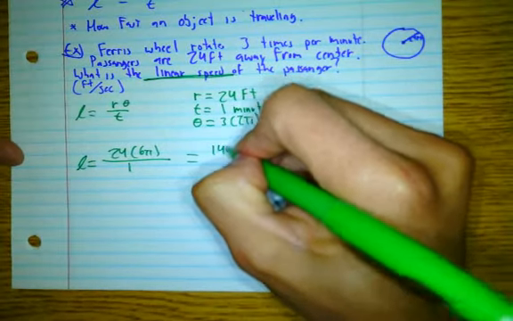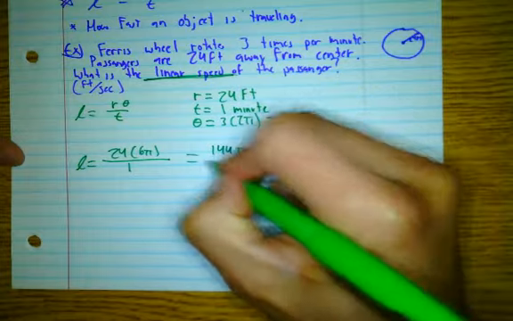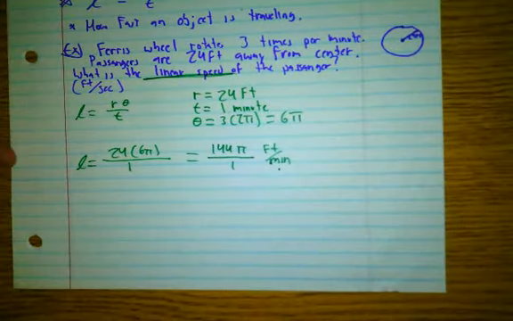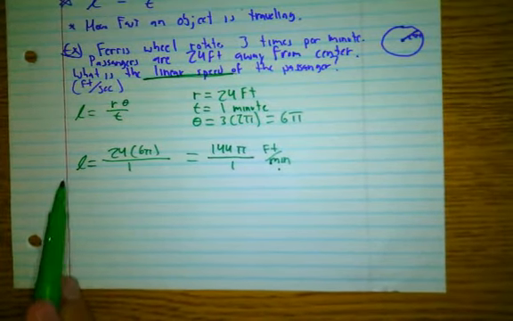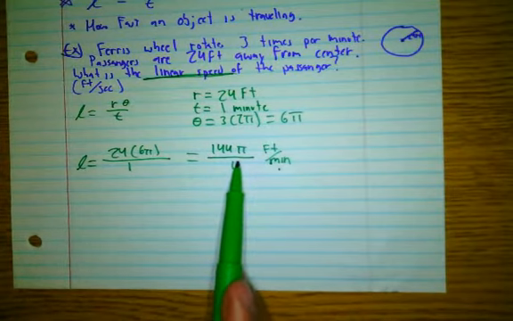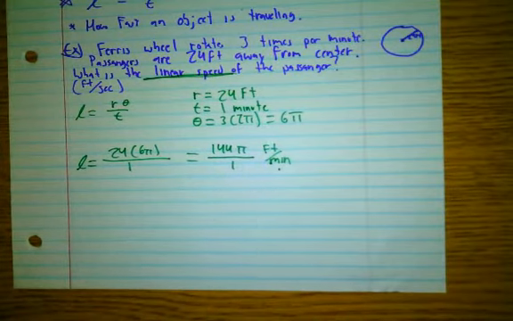144, and then we have the pi, right? 144 pi over 1. So that means that my linear speed is 144 pi feet per minute. Technically, that's a correct answer. Agreed? I wouldn't say that there's anything wrong with that. The only thing is just make sure you meet the requirements of what units they're asking.